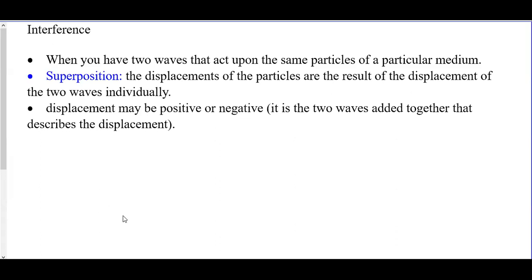Crests would add to crests and become larger. Troughs would add to troughs and also become larger troughs. But when a crest interacts with a trough, you'd still add, but a crest would be a positive value and a trough would be a negative value as far as amplitudes are concerned, and they would just make smaller amplitudes in the end.